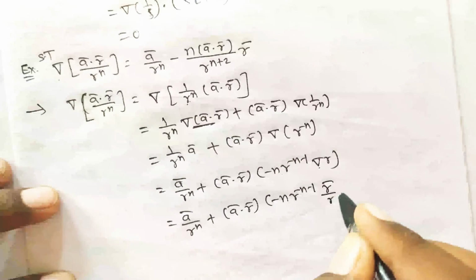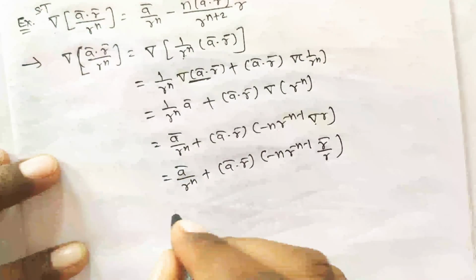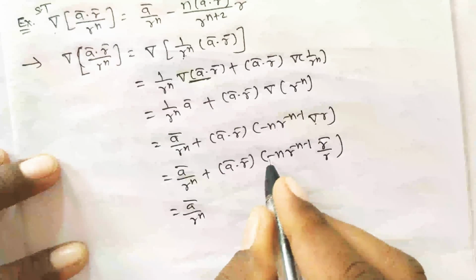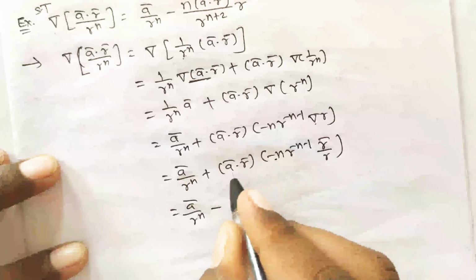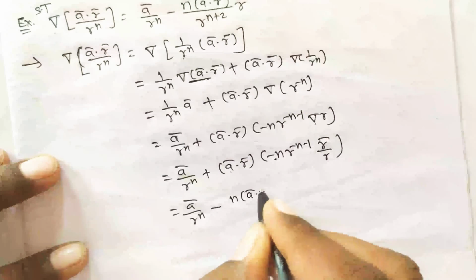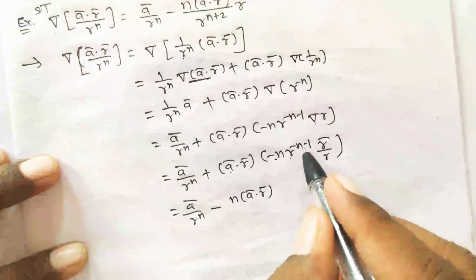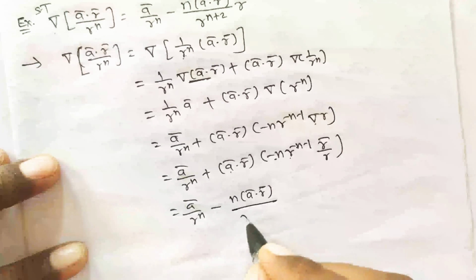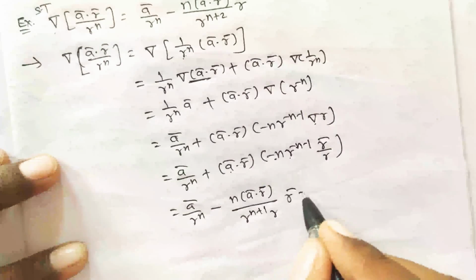Del r is r bar upon r, which can be written as a bar upon r to the power n. This minus this plus is minus. This n is a scalar quantity, so n into a bar dot r bar is also scalar. And this r raised to minus n minus 1, if you write it in the denominator, becomes r raised to n plus 1, into this r into r bar.